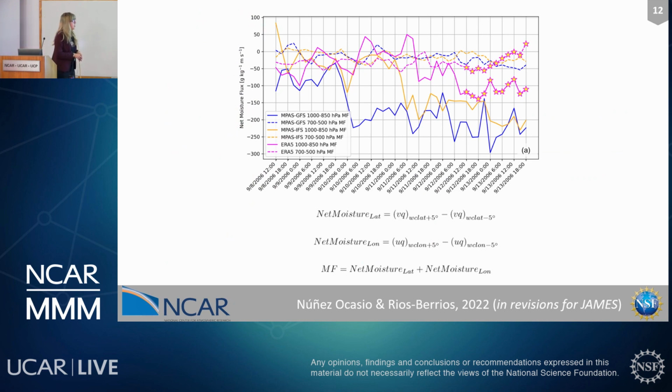So we also looked at the boundary layer, and this quantity here that I'm showing you, I'm calling it net moisture flux, is really just analogous to your moisture flux convergence equation. And so what we're seeing is that the negative values represent moisture flux towards the center of the circulation. So the more negative, the more moisture input towards the center of the circulation. The solid lines are this quantity between 1,000 and 850 hectopascal, so around the boundary layer, and the dashed lines are at the mid-levels.